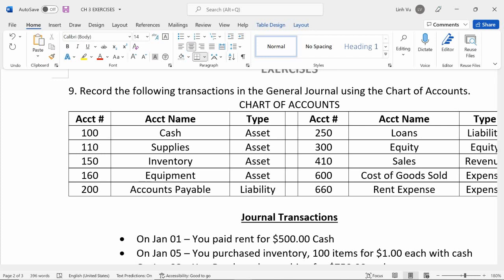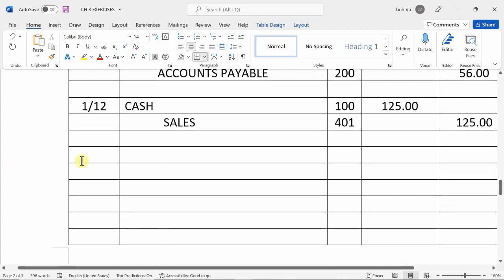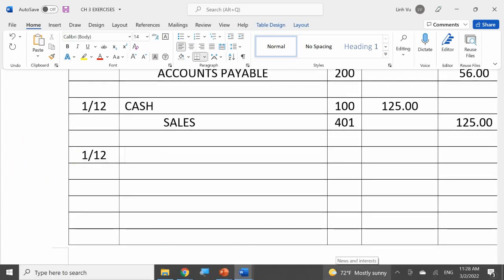Okay? Now, what account am I going to use to determine the cost of me selling those inventory items? Cost of goods sold. In this case, I'm going to increase it because it's an expense account. Okay? So there you go. January 12th, we're going to increase our cost of goods sold, and we're going to decrease my inventory because I sold stuff. I got rid of 25 items.